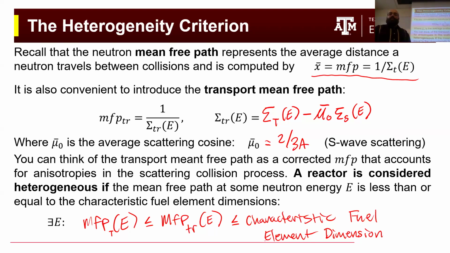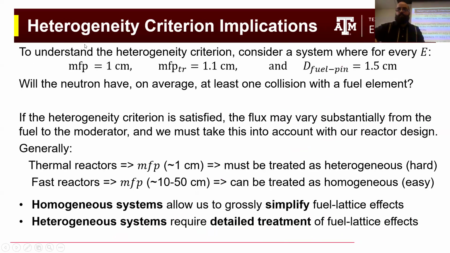So by definition, the mean free path for transport is always going to be bigger than the total. And that's just because of these definitions. If I added numbers, it would be easy to see. So perhaps it would be helpful to just do a quick example.